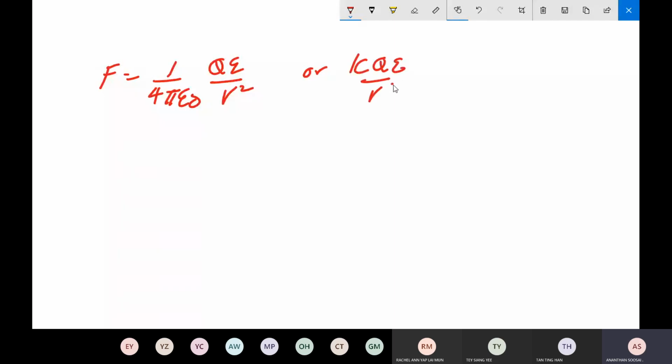So what you learned about electric field so far? First, you learned about Coulomb's law. What did Coulomb's law say? F equals 1 over 4πε₀ Q q over R squared, or you can write K Q q over R squared. So Coulomb's law.